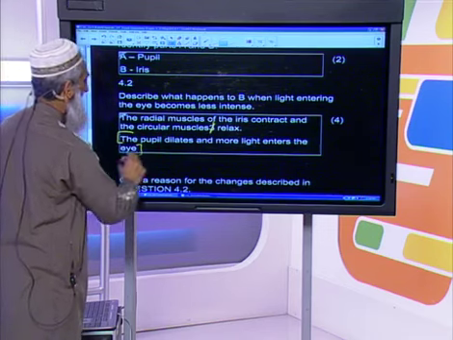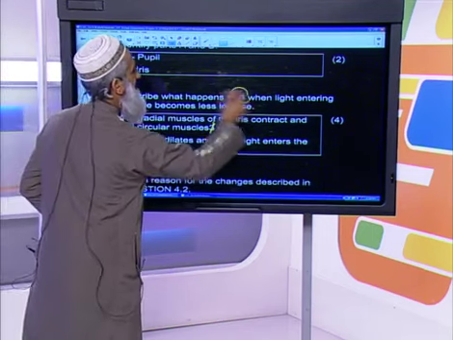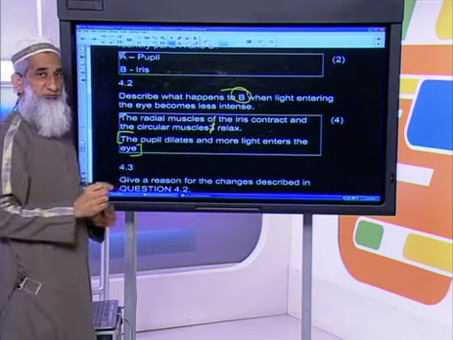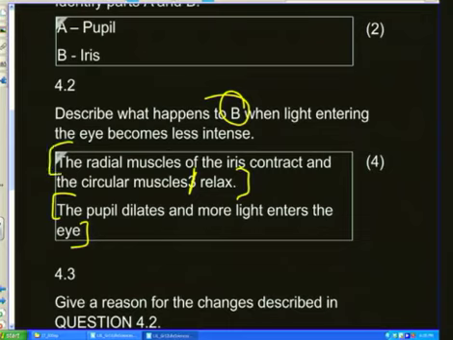Forget this 3 here. That's a mistake there. The pupil dilates and more light enters the eye. In fact, this part is not part of the answer, because what did they ask you? Describe what happens to B. They didn't ask you about the pupil here. They only asked you up to there. So your answer should have only covered up to that part. That was good enough. All right?